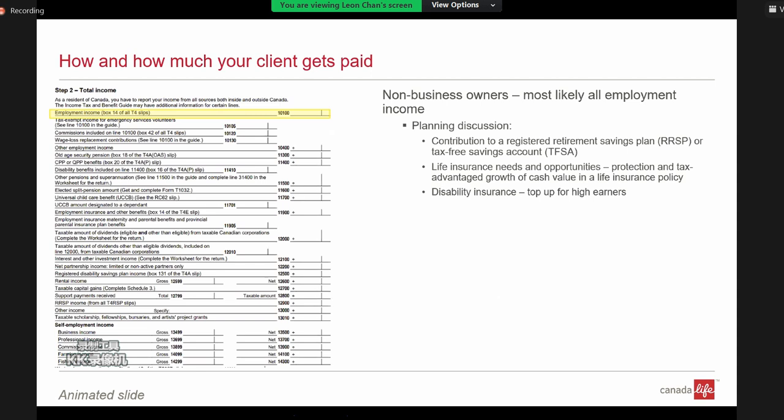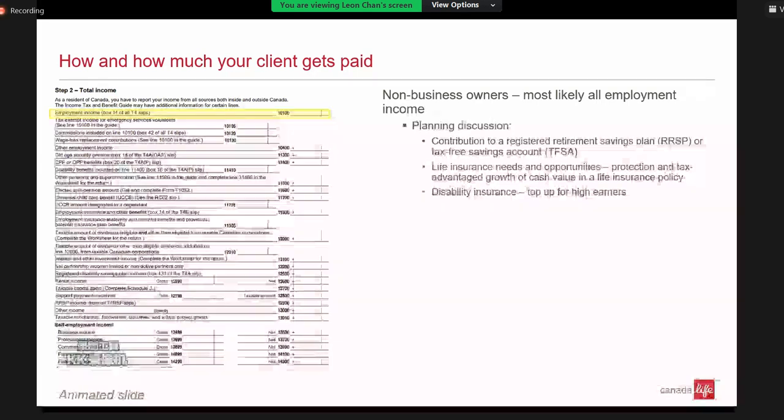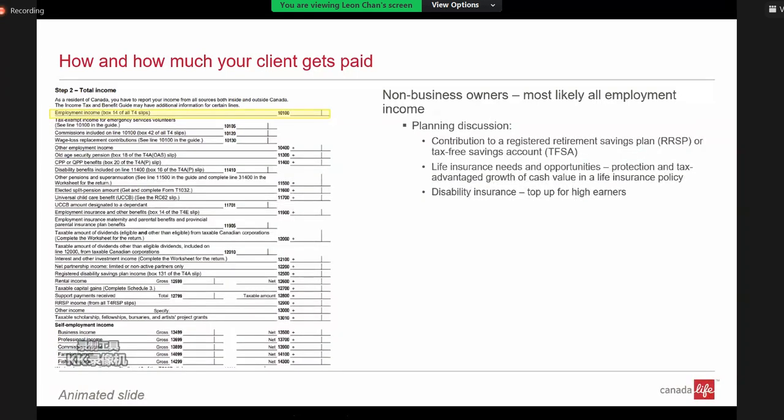Planning discussions, like I said earlier, for these type of individuals, potentially, can we contribute to a TFSA, whether or not it should be a contribution to a TFSA or an RRSP, and, from federal budget 2022, for maybe potentially some younger clients who have not bought their first homes yet, the FHSA, right? First home savings account there, whether or not those contributions should be made, right?